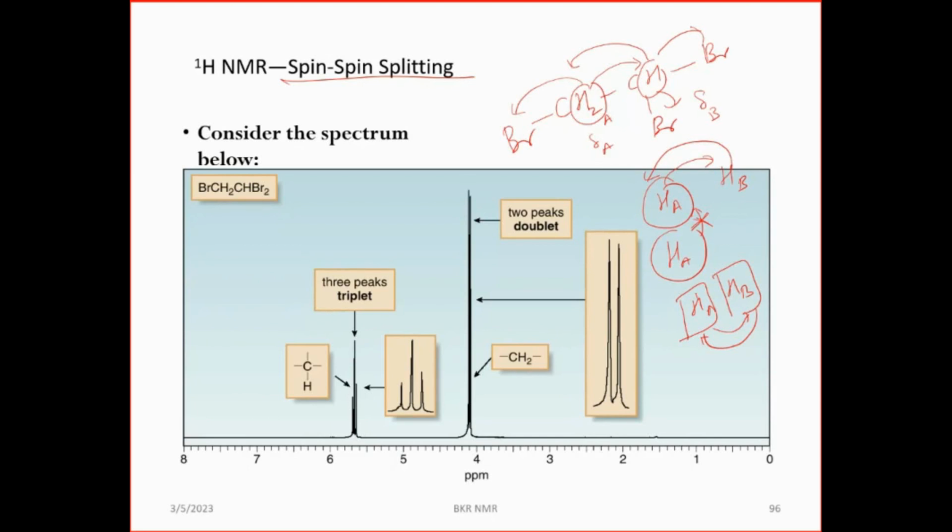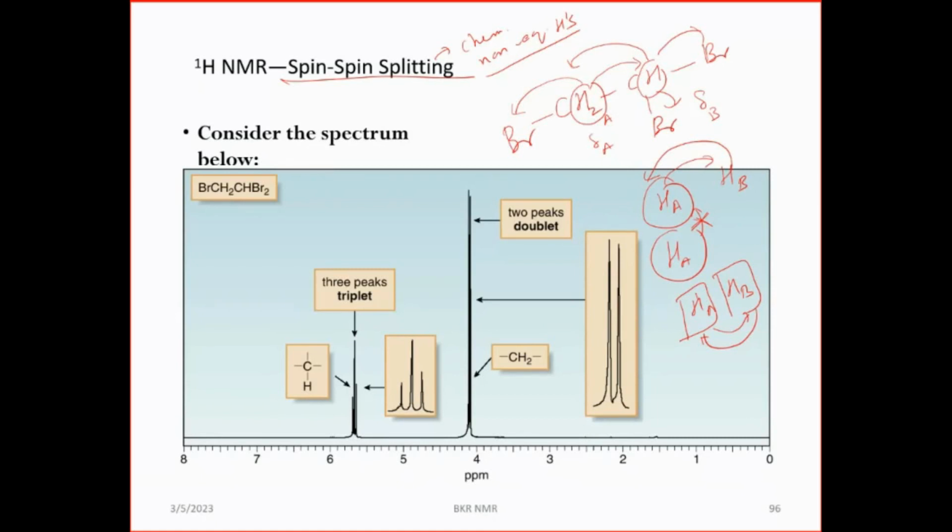So the first condition for splitting is that you should be having chemically non-equivalent hydrogens. So chemically non-equivalent hydrogens split each other. Is this point clear to all of you? Yes, guys? Yes, ma'am. Yeah, okay. Now let us check why you have splitting.